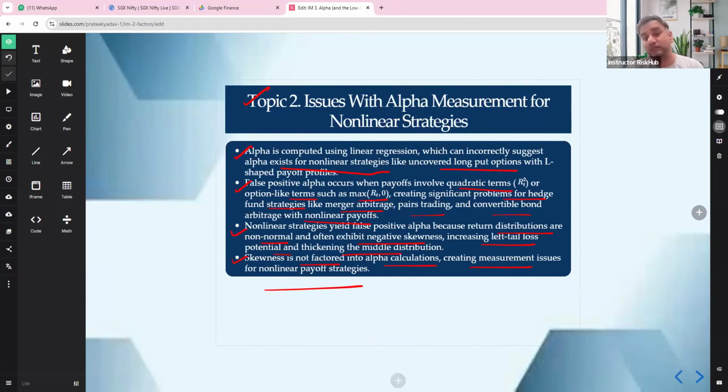Issues with alpha measurement for non-linear strategy. You cannot employ linear methods for a non-linear strategy. You'll get a wrong idea. You'll think, wow, I have a good alpha, but you're applying the wrong thing at the wrong place, right? You're applying a linear model in a non-linear place. That's very wrong, right? You should not do that.